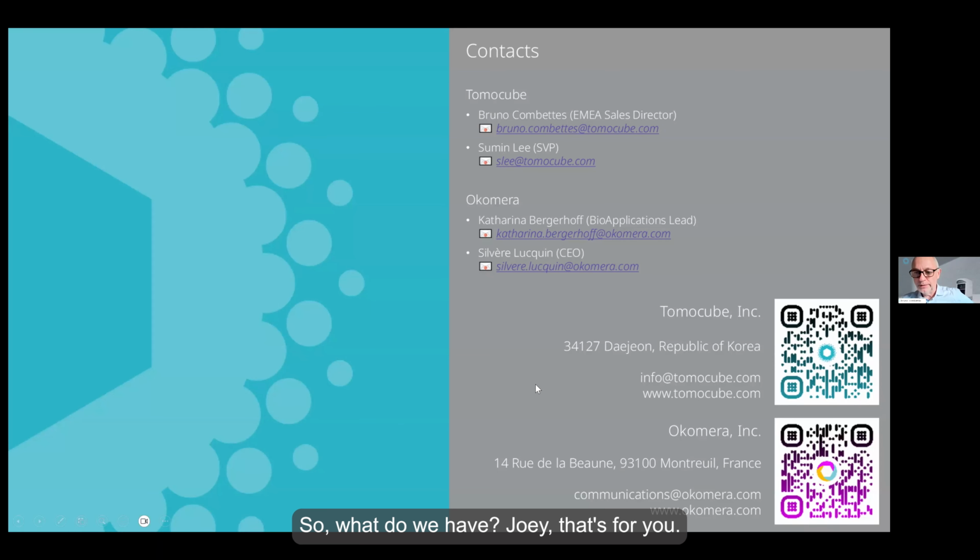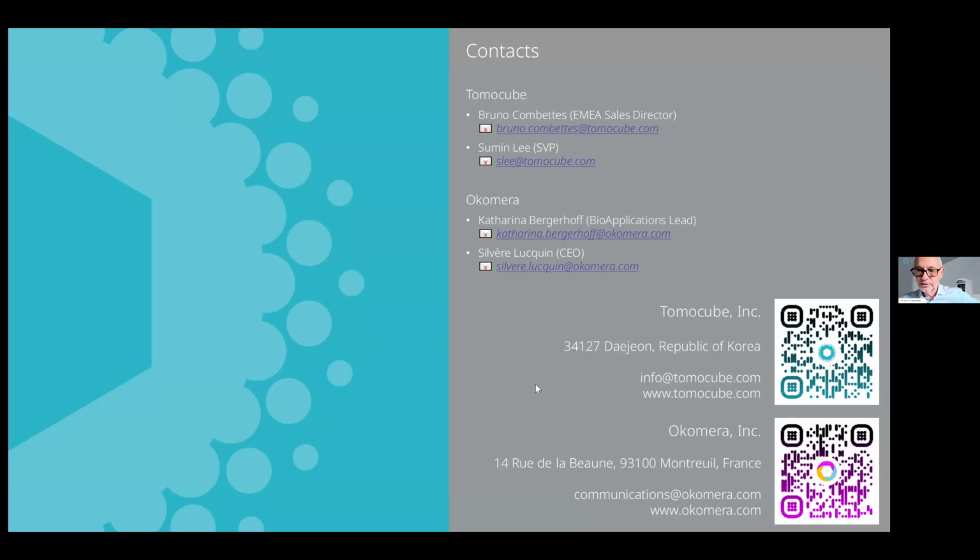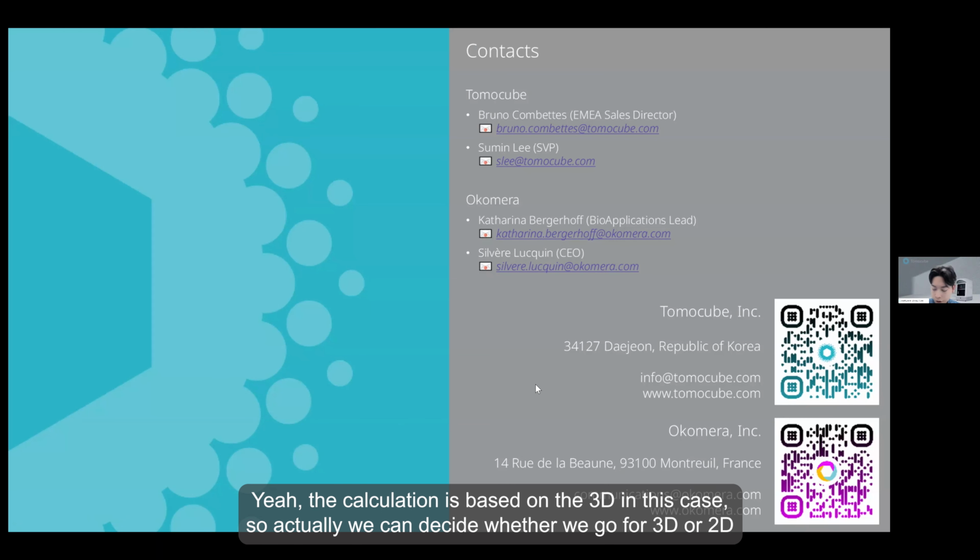So what do we have? Joey, that's for you. Is the calculation based on 3D reconstruction or on 2D slices? How to avoid overcalculation between slices? So yeah, the calculation is based on the 3D in this case.